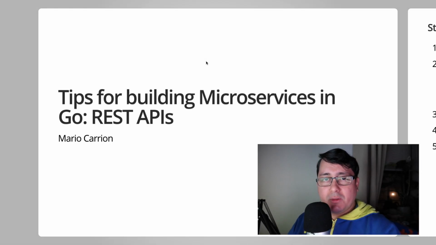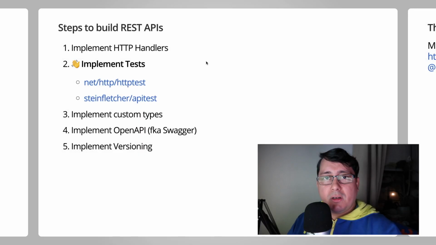In today's episode, I will be sharing with you another tip for building microservices in Go, specifically how to test REST APIs. This is the second part of 5 in a series where I will be covering REST APIs. Specifically in this video, we are going to be discussing how to implement tests using the net/http/httptest package.